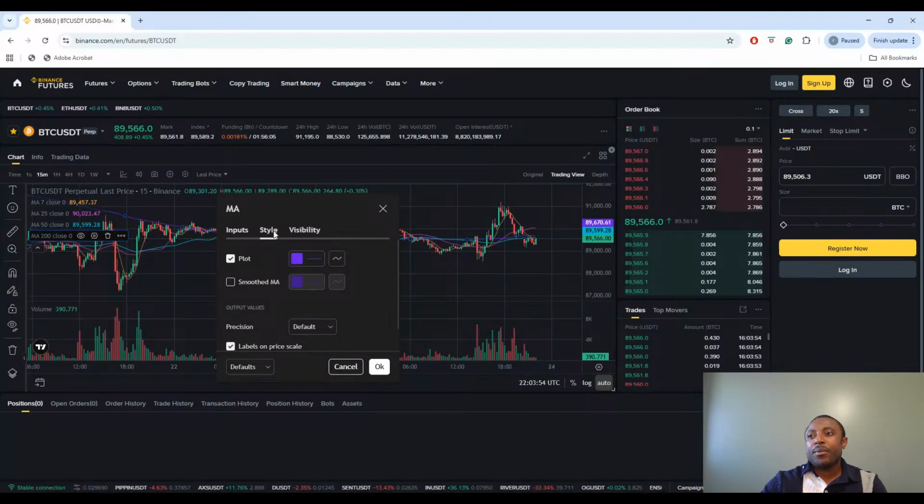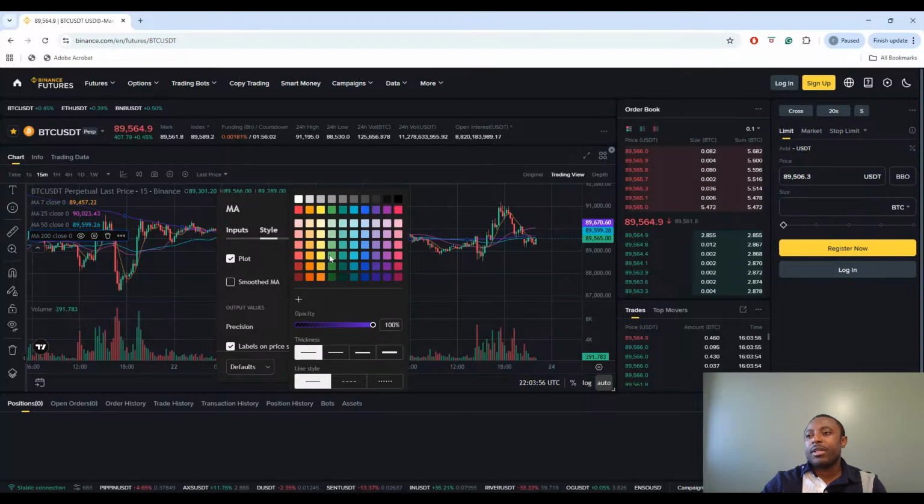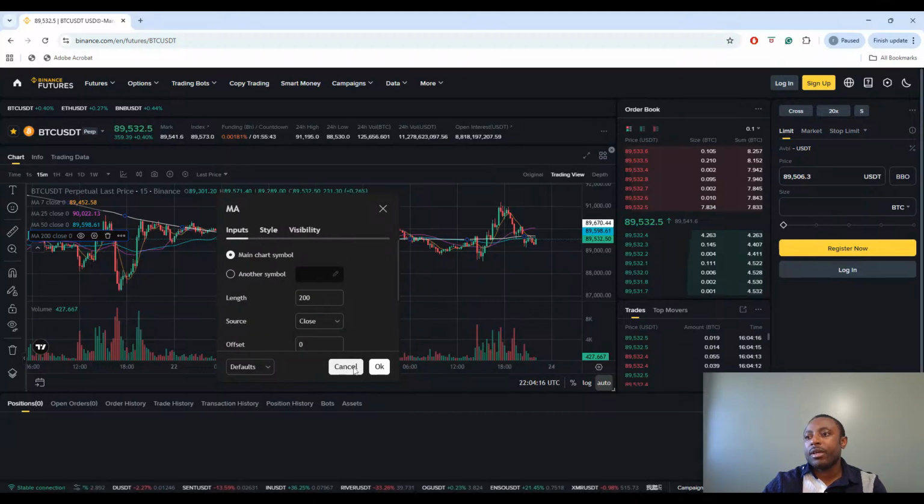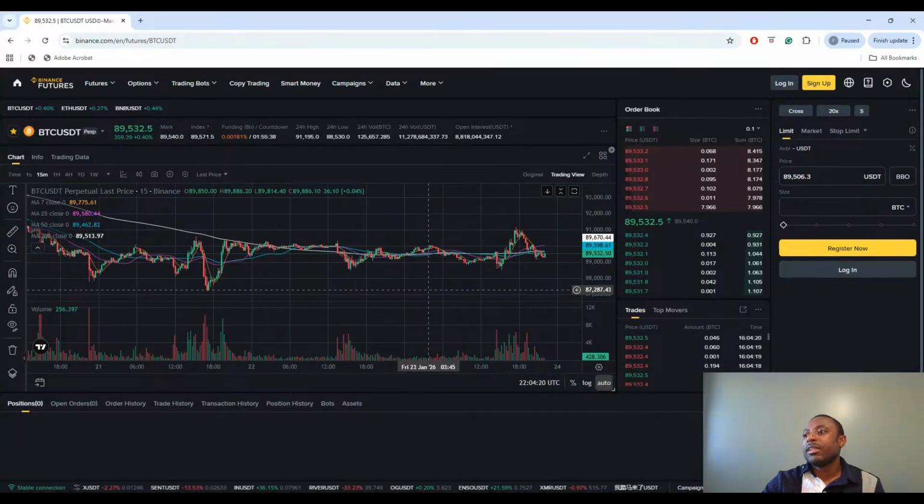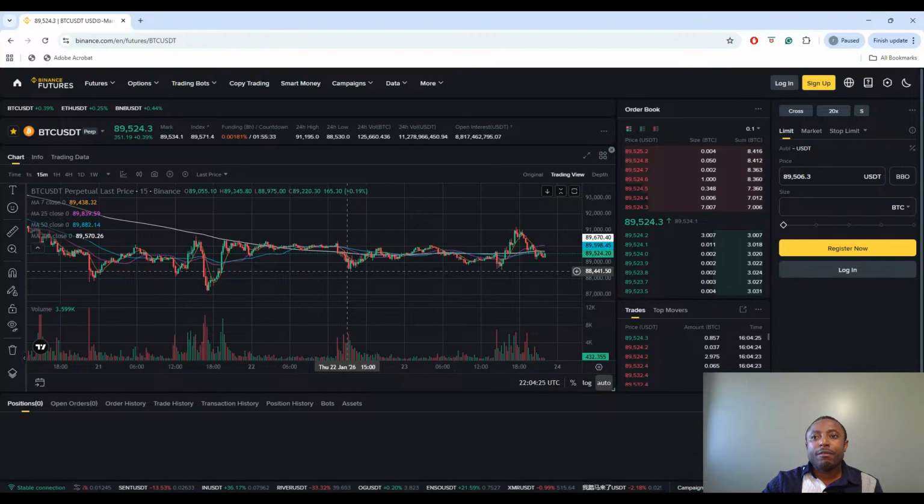Now I will explain why we want to use the 200 here. Okay, which color are we going to use for the 200? Let's go with, okay, purple. No, I don't like that one. I will just go with the white color here to make it more visible. Okay, say okay. So we have the 200 moving average here, and we have the 50 moving average.